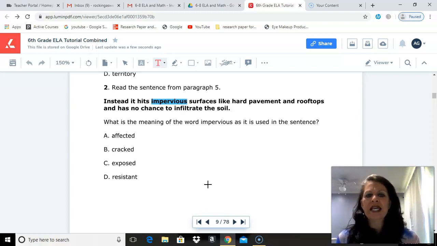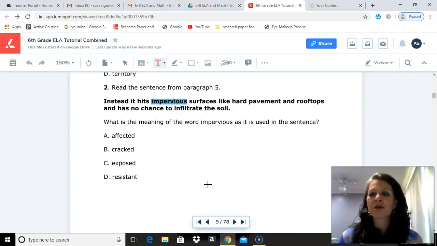So instead, it hits blank surfaces, some type of surfaces, like hard pavement and rooftop. So within this sentence, they give you examples. They're using a simile. They're comparing these surfaces, what it's hitting, to being like hard pavement, rooftops. You've all been driving up and down the road. You've seen the pavement. Your rooftops, they're there for a reason, to keep the wind, the rain out of your house. So they're to prevent things from coming in.